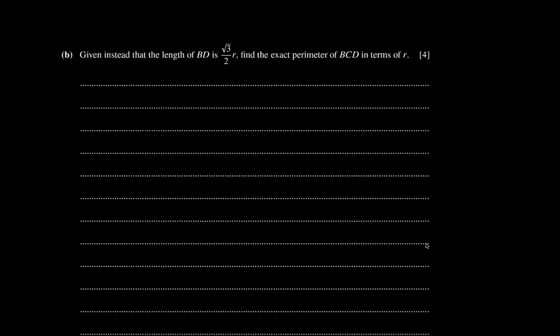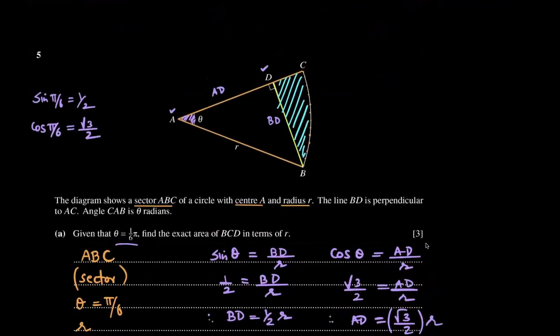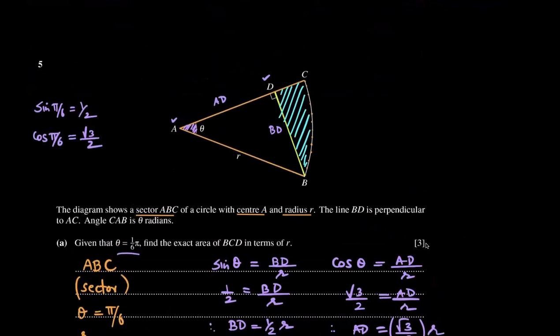Now it says, given instead that the length of BD is root 3 over 2R, find the exact perimeter of BCD in terms of R. Now let's go back and look at BD. For part B, BD is given as root 3 over 2R, and that is the opposite. And this is still R, and AB is still R. So now theta is unknown. So we need to find theta first.